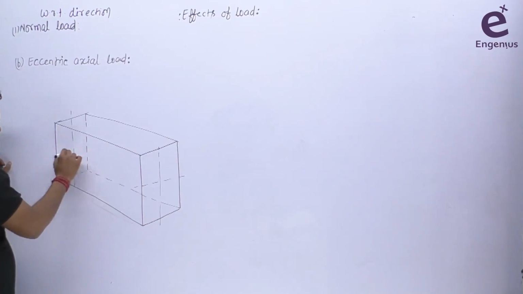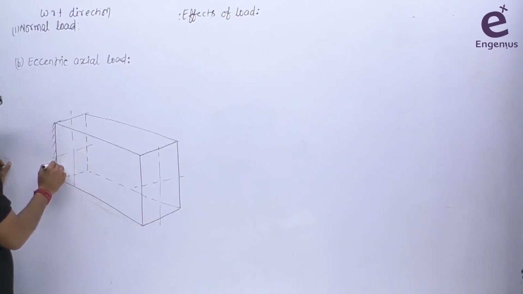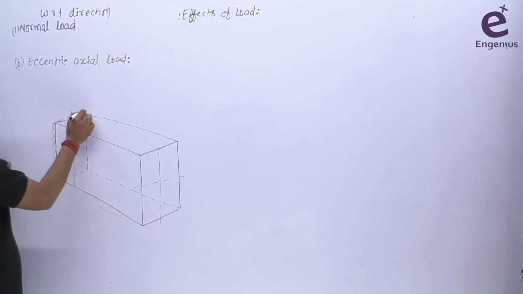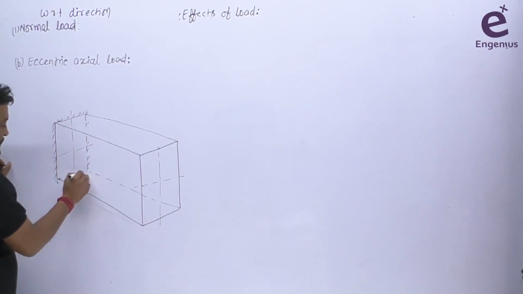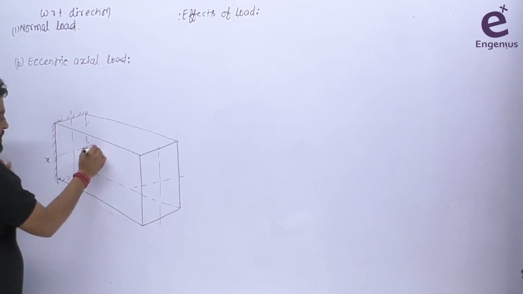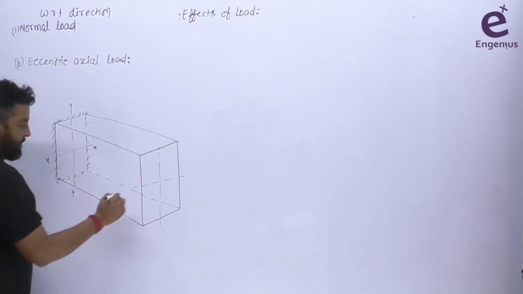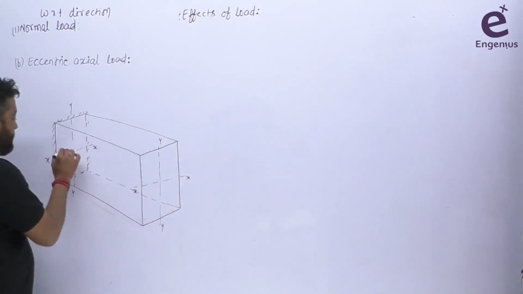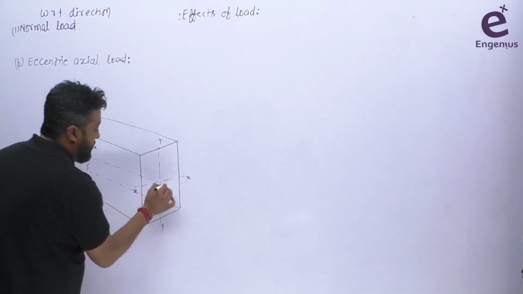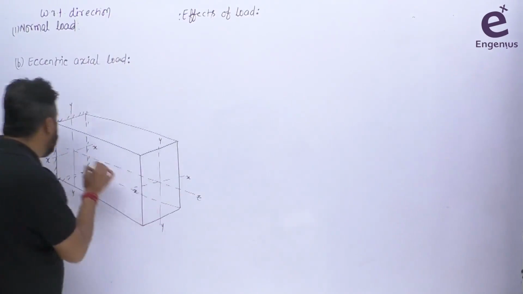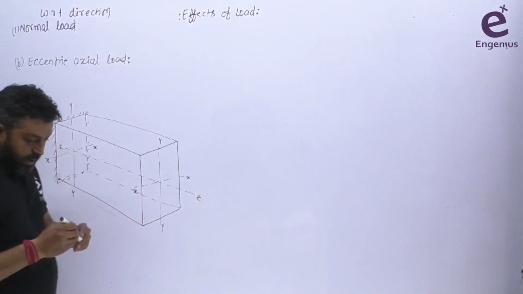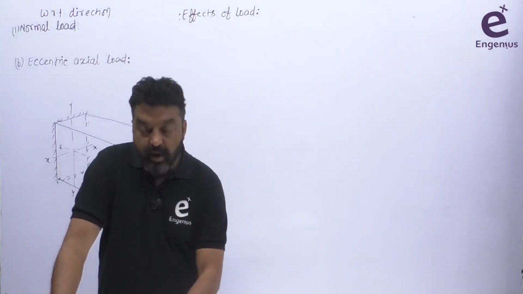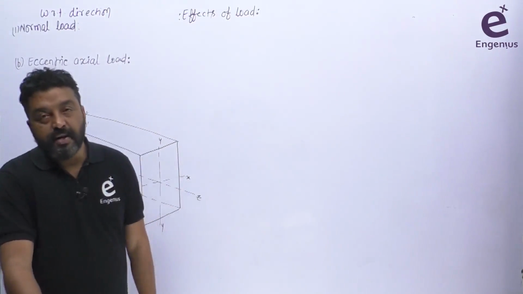Let's suppose I am fixing this member from one side, let's suppose this side is fixed. This is our x-axis, this is our y-axis, and this is our z-axis. Okay, this is our z-axis. Now, we are talking about an eccentric axial load.